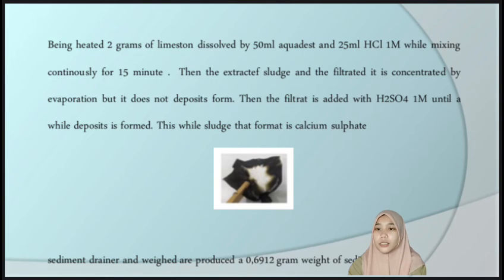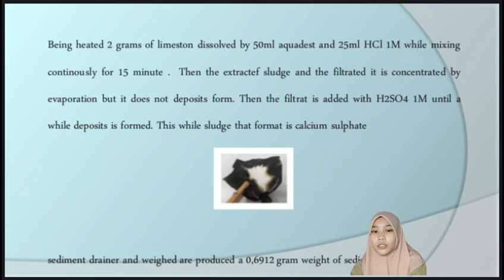Then 2 grams of limestone were dissolved in 50 ml aqueous and 25 ml HCl 1M while mixing continuously for 15 minutes. Then the sludge and the filtrate were separated. The filtrate is concentrated by evaporation, but no deposit forms. Then the filtrate is added with H2SO4 1M until a deposit is formed. This white sludge that formed is calcium sulfate.